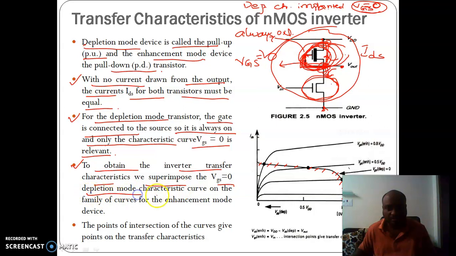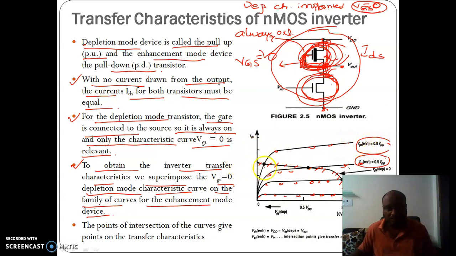Next, to obtain the inverter transfer characteristics, that is the total characteristics of this circuit, we superimpose the VGS equal to 0 depletion mode characteristic curve on the family of curves for the enhancement mode device. For the nMOS enhancement device, we have a set of curves for various values of VGS. This one is for VGS equal to 0.2 volts, this is for VGS equal to 0.4 VDD, this is for 0.5 VDD, and this is for VGS of the enhancement mode transistor at 0.8 VDD.